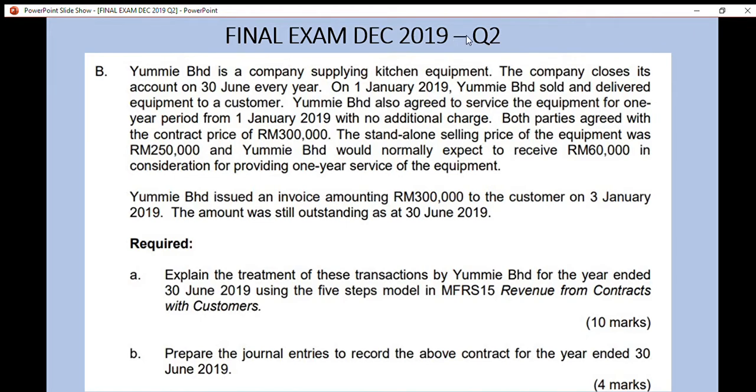Today I'm going to discuss the final exam question of December 2019, Question 2, on MFRS 15 Revenue from Contracts with Customers. For this question I'm going to focus on part B. So let's read the question together.